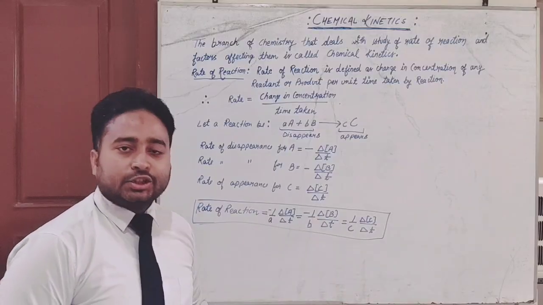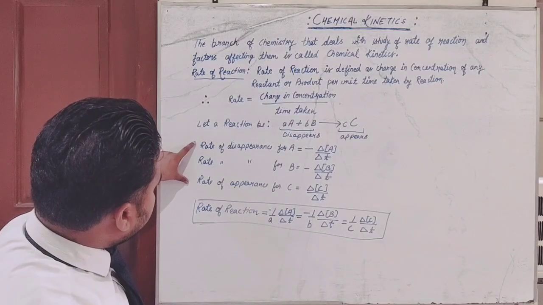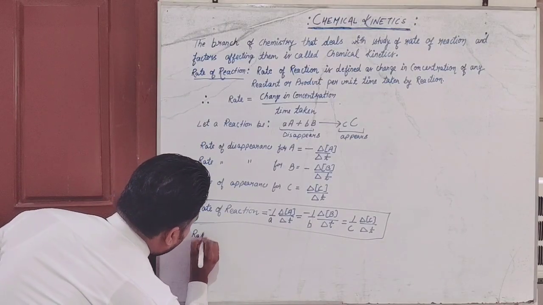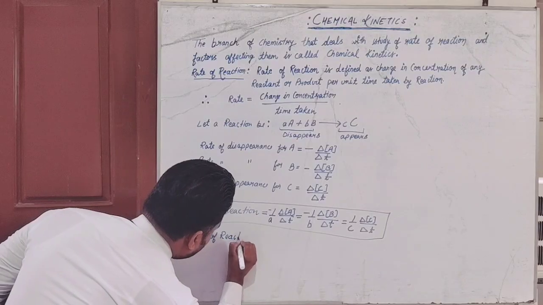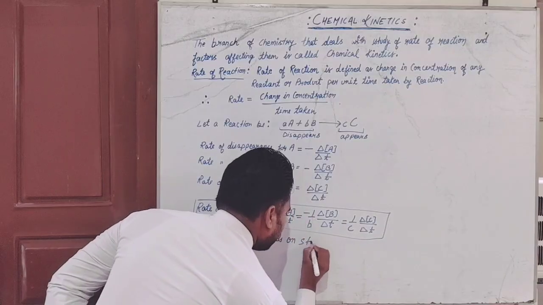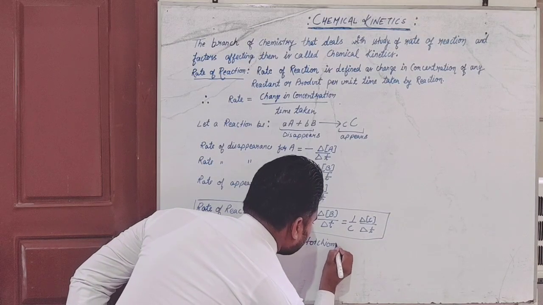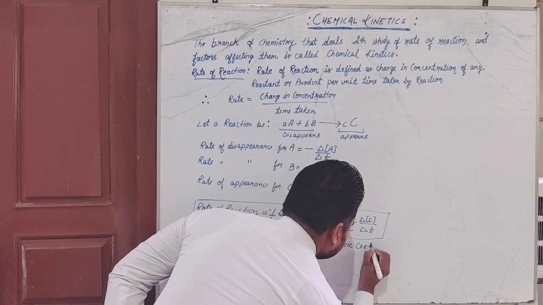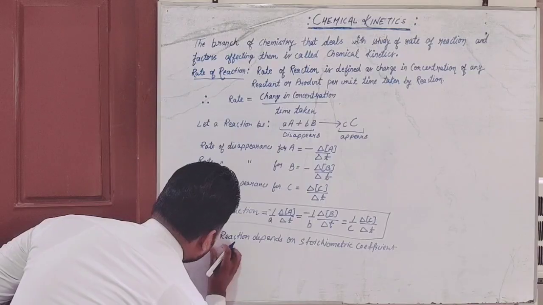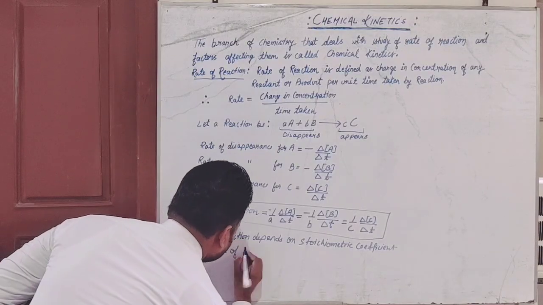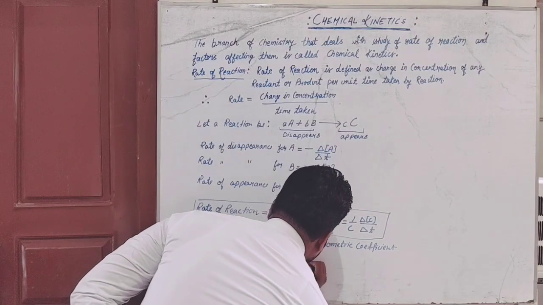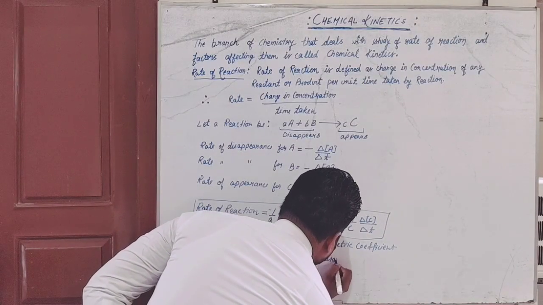Here a, b and c are stoichiometric coefficients. If we see that in rate of disappearance and appearance we did not use stoichiometric coefficient, that shows that rate of reaction depends on stoichiometric coefficient while rate of appearance and disappearance doesn't.